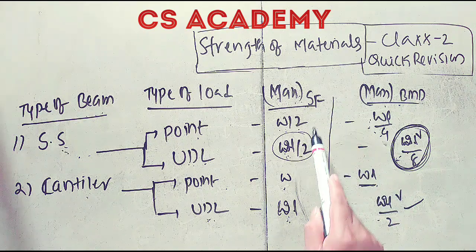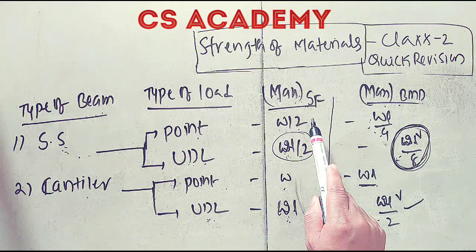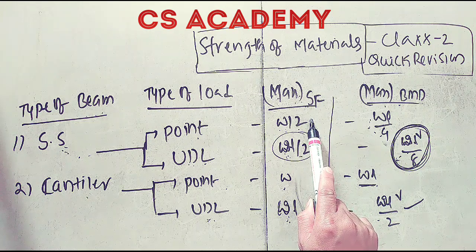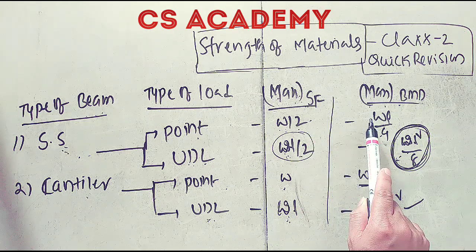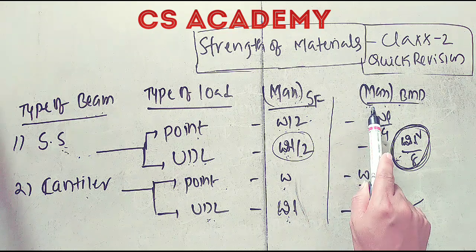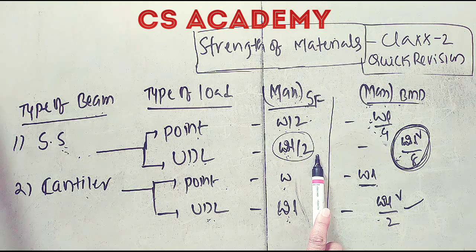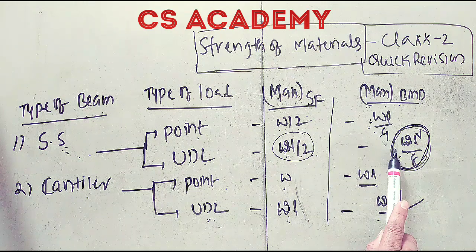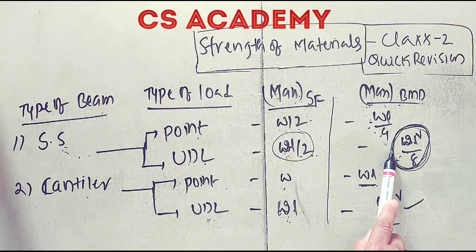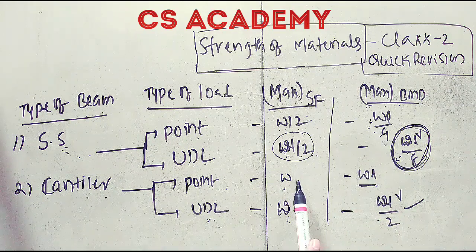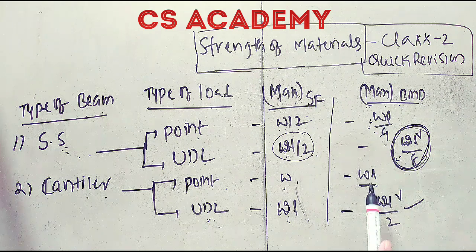You have to mark these formulas based on the type of loading. In case of a point load, the maximum shear force will be W by 2, and the maximum bending moment will be WL by 4. In case of UDL, the shear force will be WL by 2, and the maximum bending moment WL square by 8. For a cantilever with point load, the load will be W, and the maximum bending moment will be WL. For a cantilever with UDL, the maximum shear force will be WL, and the maximum bending moment WL square by 2.